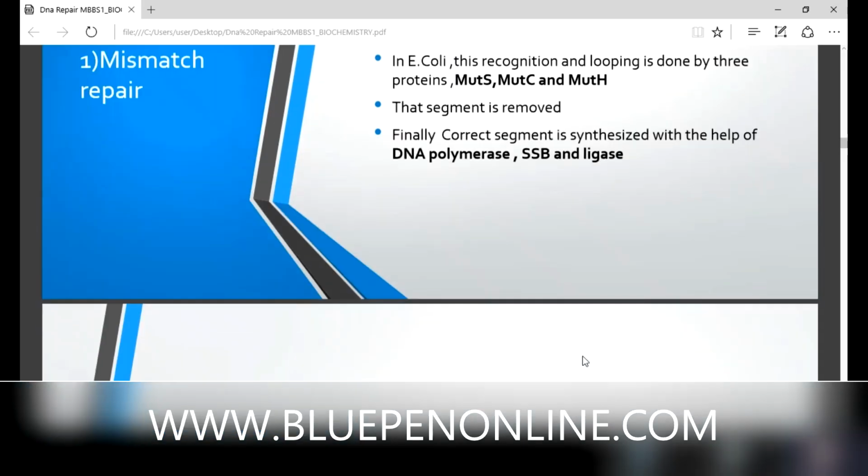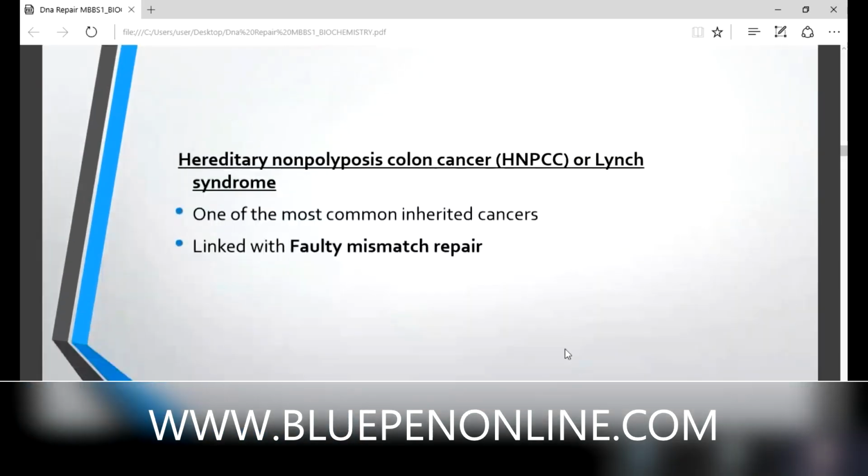Then, which is the disorder associated with mismatch repair? One disorder we discussed was associated with telomerase replication, which is that? Progeria. Okay, like that, for mismatch repair, the disorder is hereditary non-polyposis colon cancer, also known as Lynch syndrome. It is one of the most common inherited cancers linked with faulty mismatch repair.